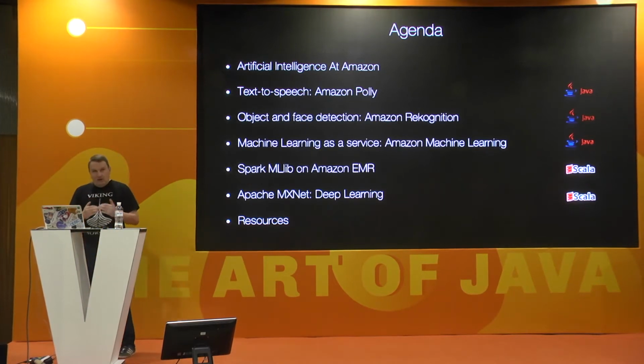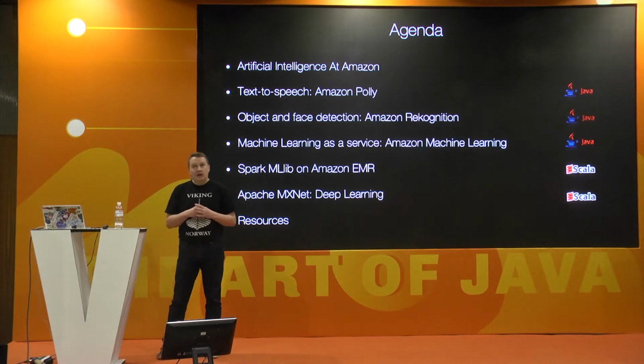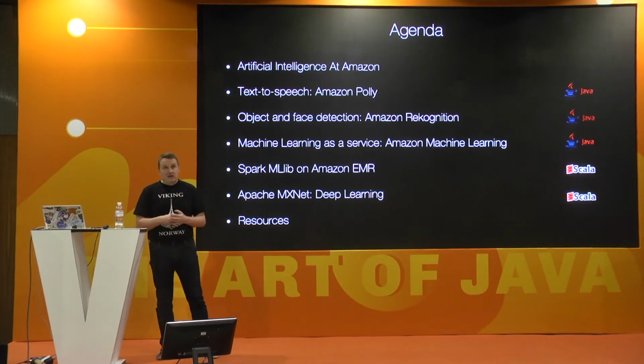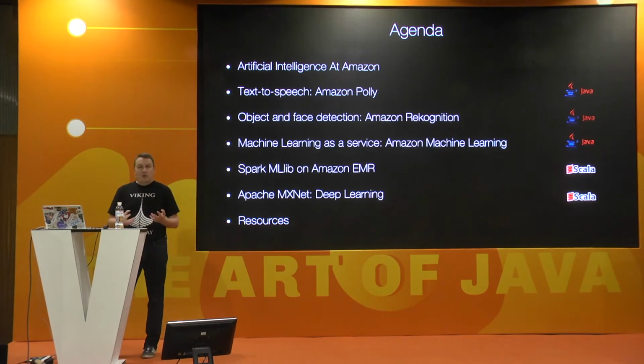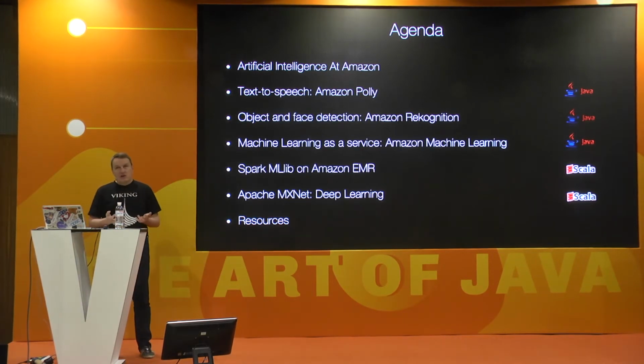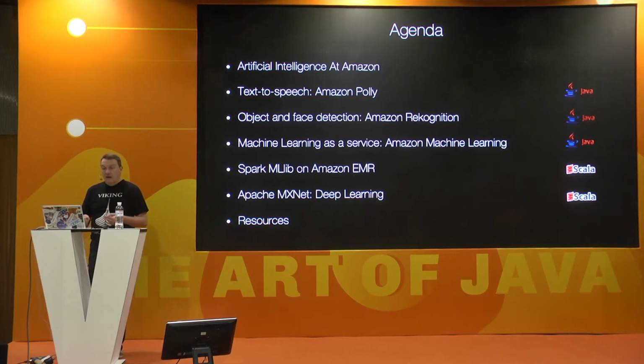Then we'll go down one level, and we will look at a service called Amazon Machine Learning, which is machine learning as a service, right? So you don't have to worry about infrastructure. You don't have to worry about starting a cluster, managing servers, etc. You just upload your data, build a model, and invoke it to get predictions.